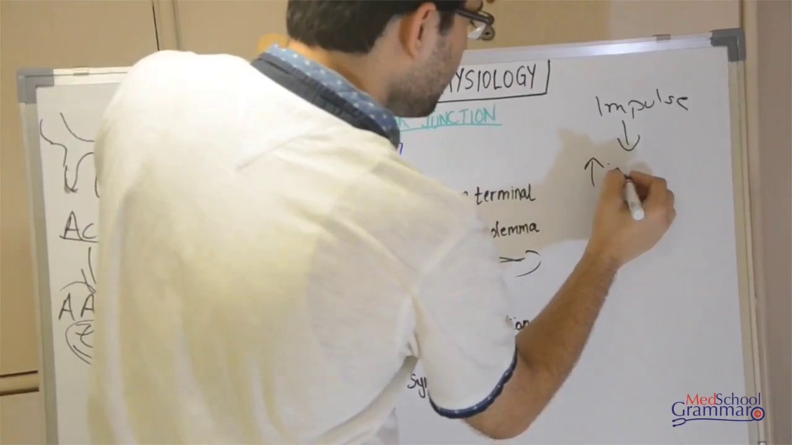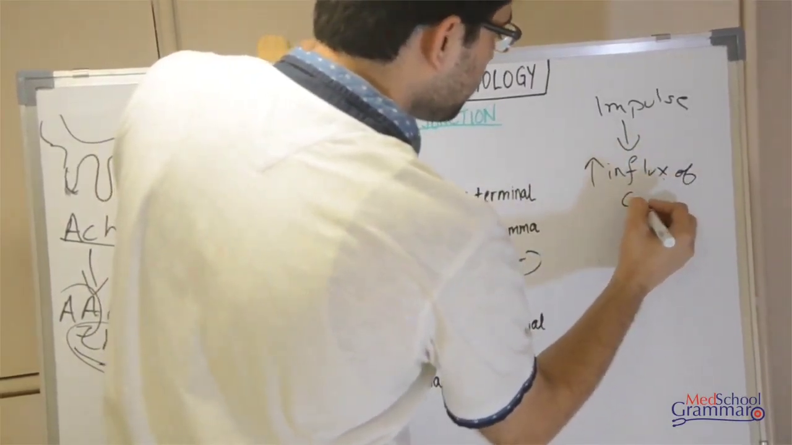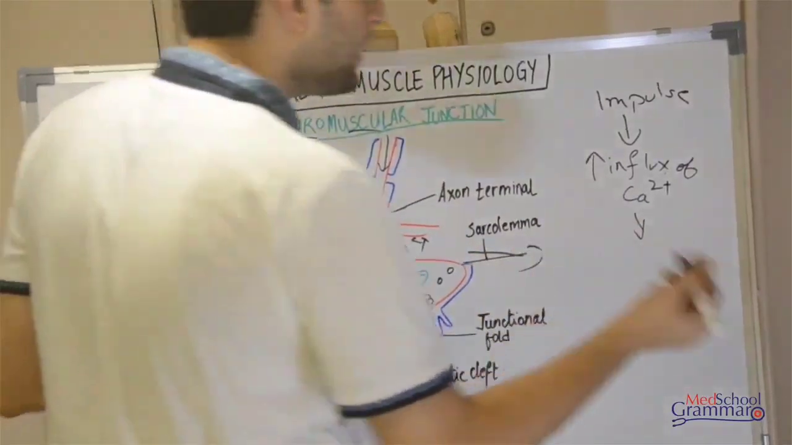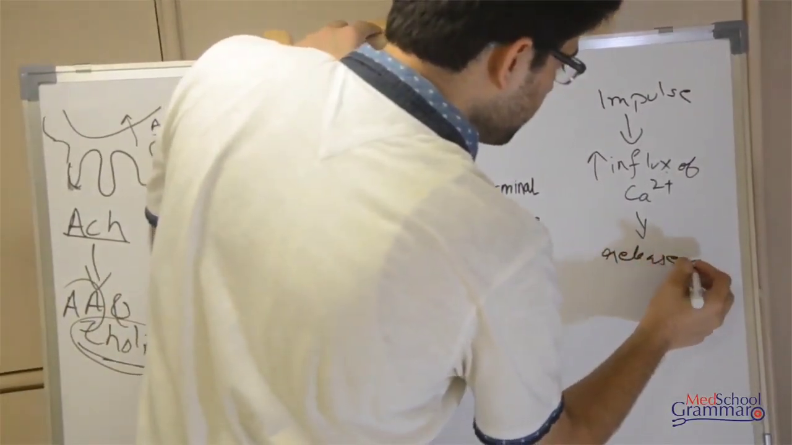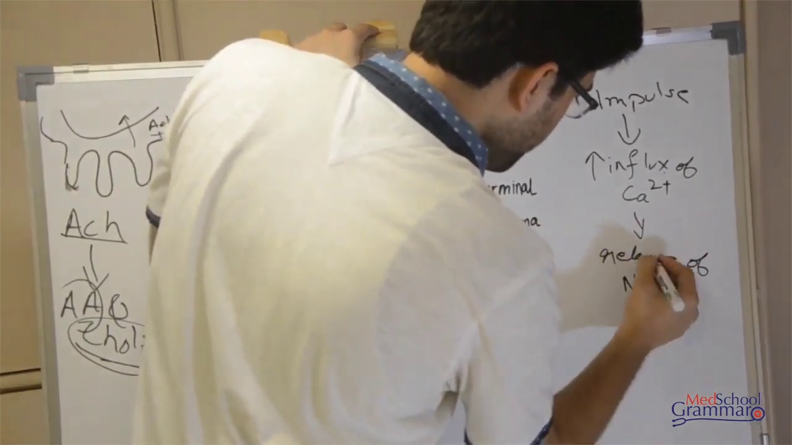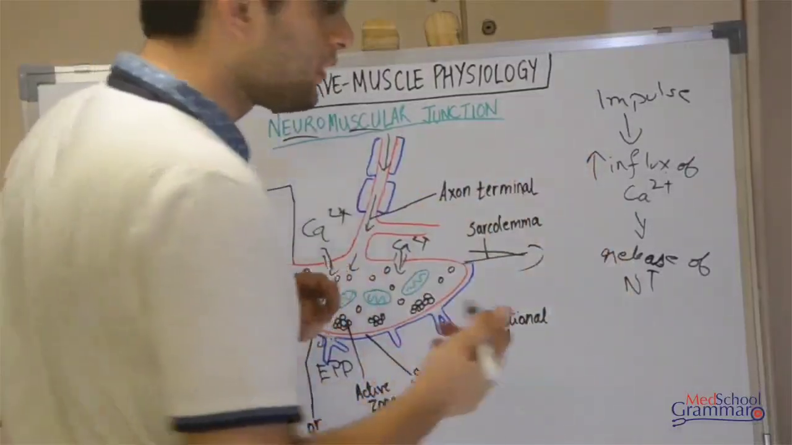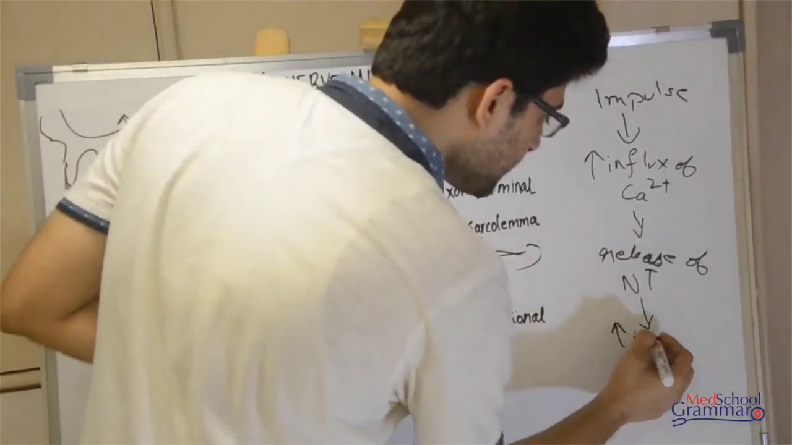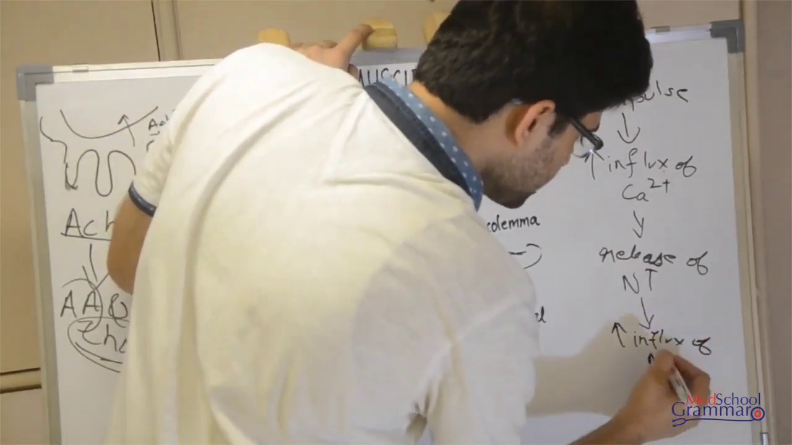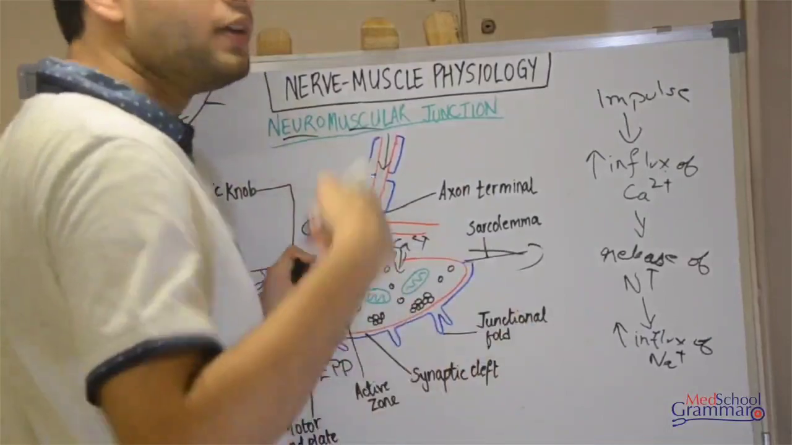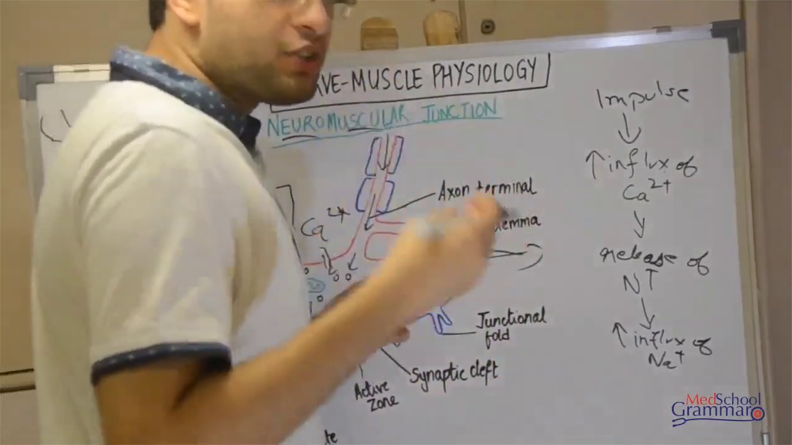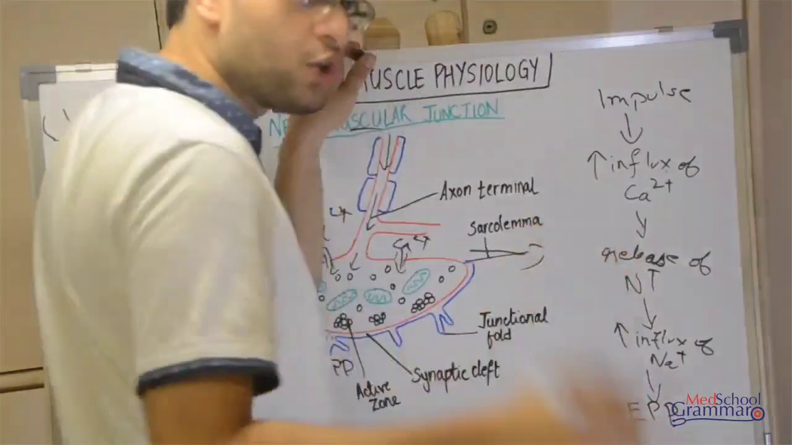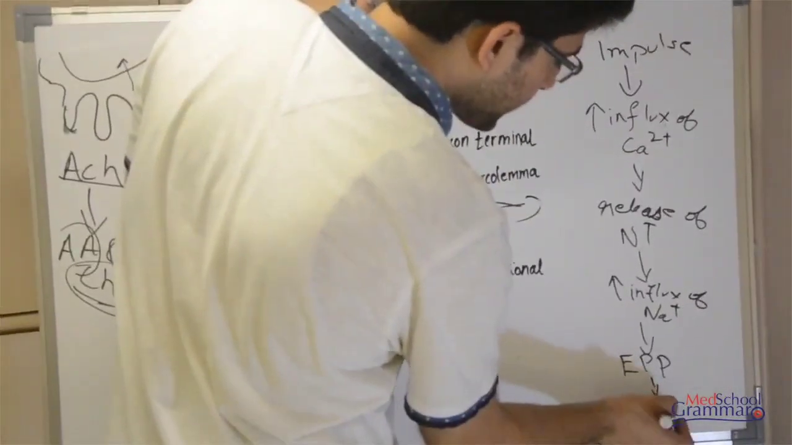There is increase in influx of calcium. This influx of calcium is followed by release of neurotransmitter. The neurotransmitter binds with its receptor and causes increased influx of sodium ions. This increased influx of sodium ions causes depolarization. Depolarization causes formation of end plate potential. So the end plate potential is formed, and if it crosses the threshold, it generates an action potential.